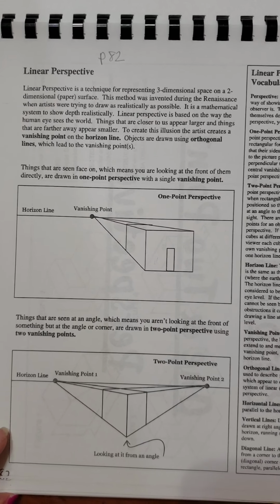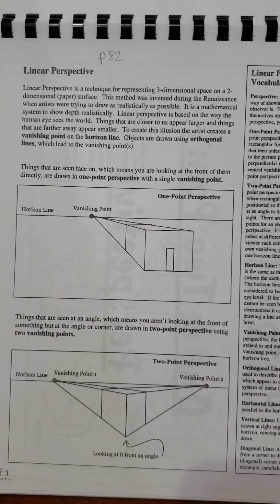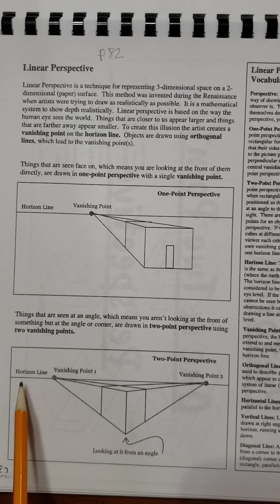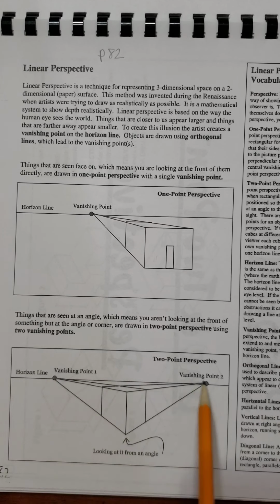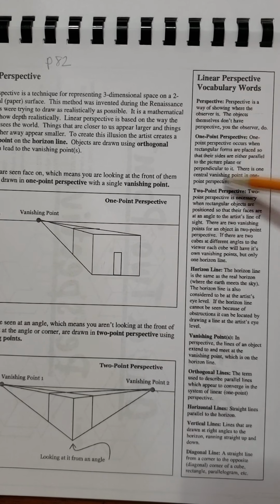Things that are seen at an angle, which means you aren't looking at the front of something, but at the angle or corner, are drawn in two-point perspective using two vanishing points. So down here at the bottom, we have our horizon line, vanishing point 1, vanishing point 2, and then our object.